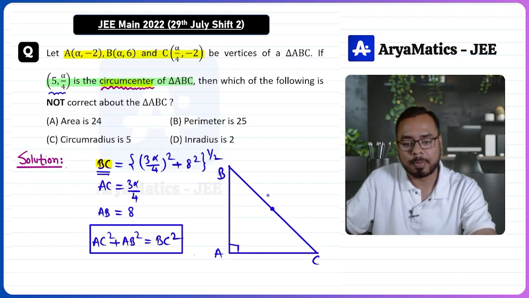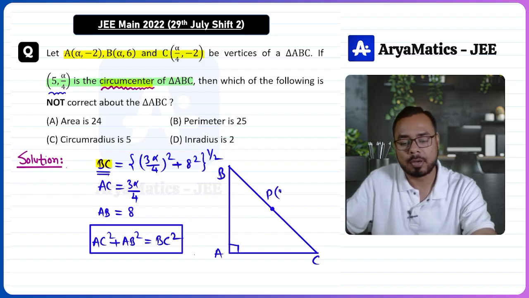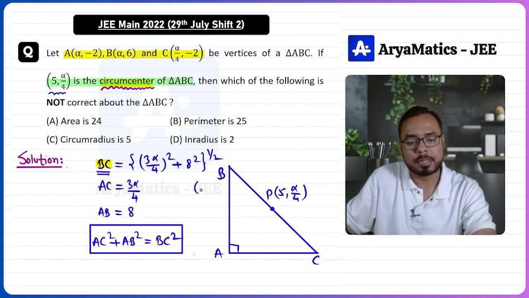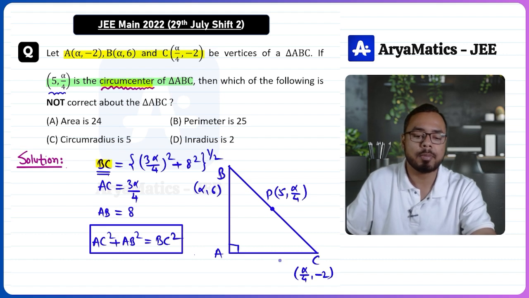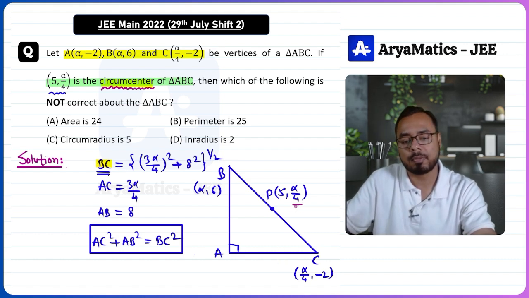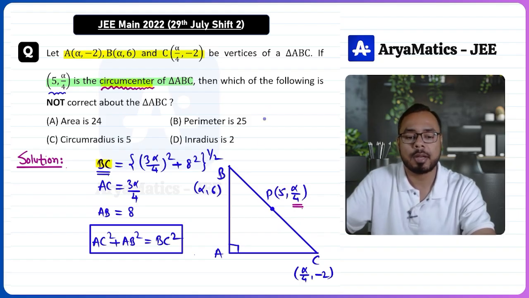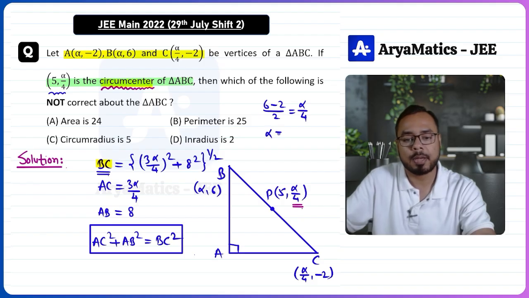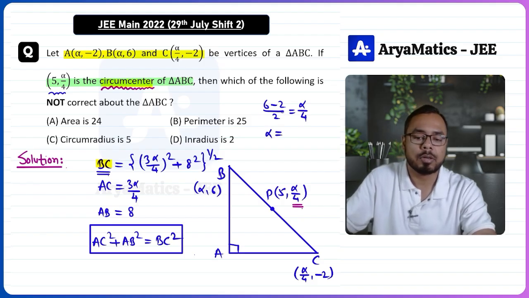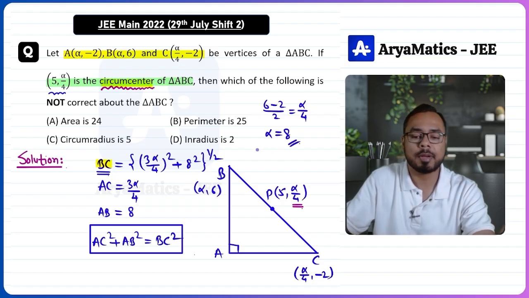So the circumcenter is at this point, x coordinate p, y coordinate alpha by 4. Now the coordinate of B is alpha, 6, and the coordinate of C is alpha, and then minus 2 is the y coordinate. So either by equating the x coordinate or y coordinate, we need to find the value of alpha, right? If I equate the y coordinate, then you will get 6 minus 2 divided by 2, and this will be alpha by 4. So from here the value of alpha will be 2 into 4, that is 8. That will be the value of alpha.